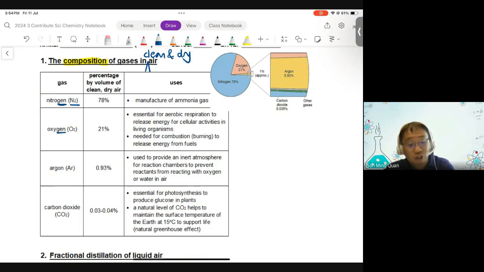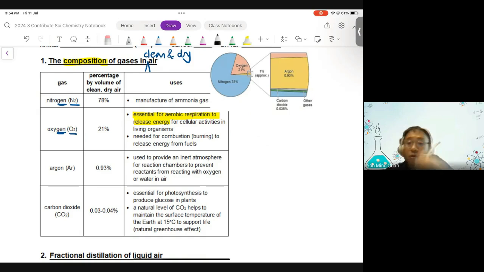Again, oxygen exists as a diatomic molecule, O2. Now, oxygen is highly important because oxygen is essential for aerobic respiration, which helps to release energy from the digested food for our cells to work. In addition, oxygen is also needed for combustion, burning, to release energy from fuels.